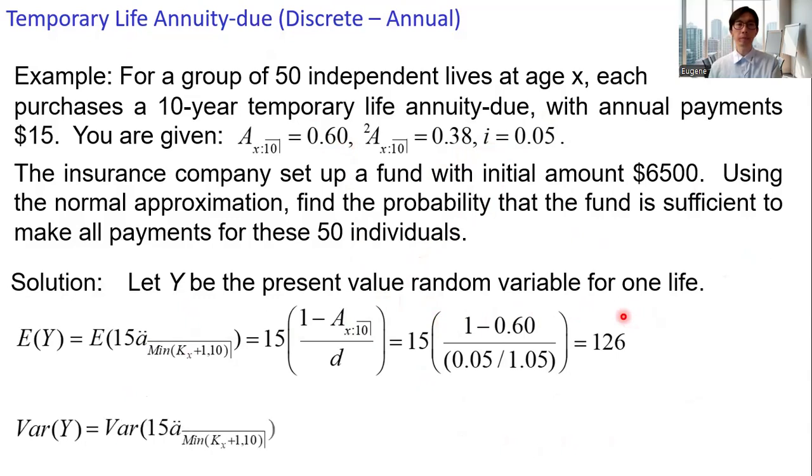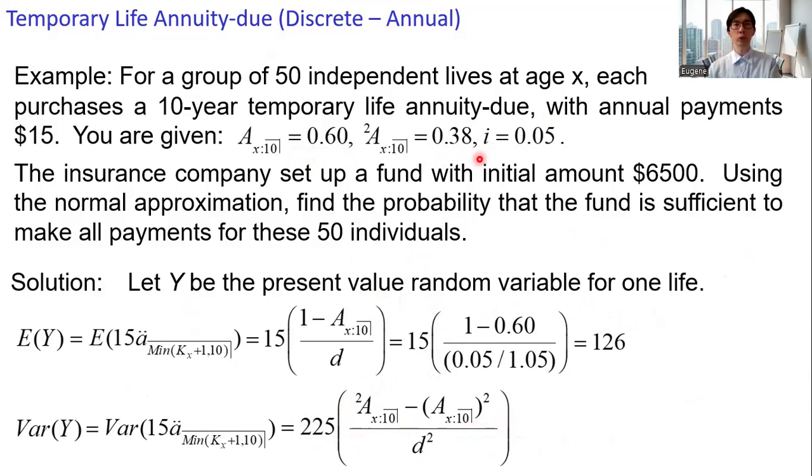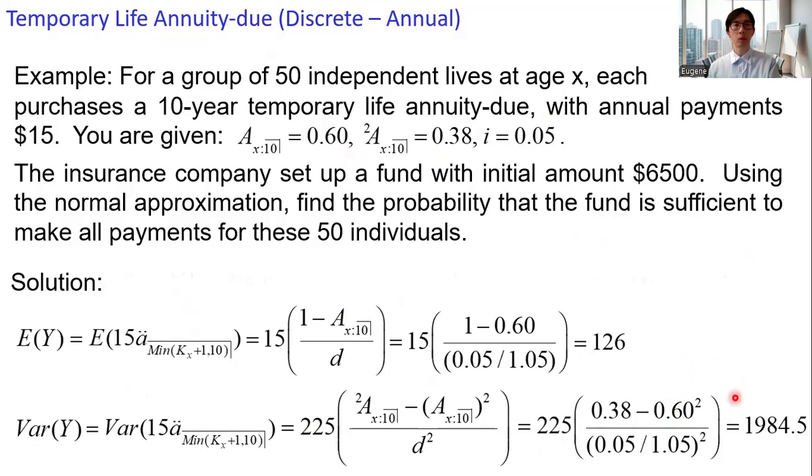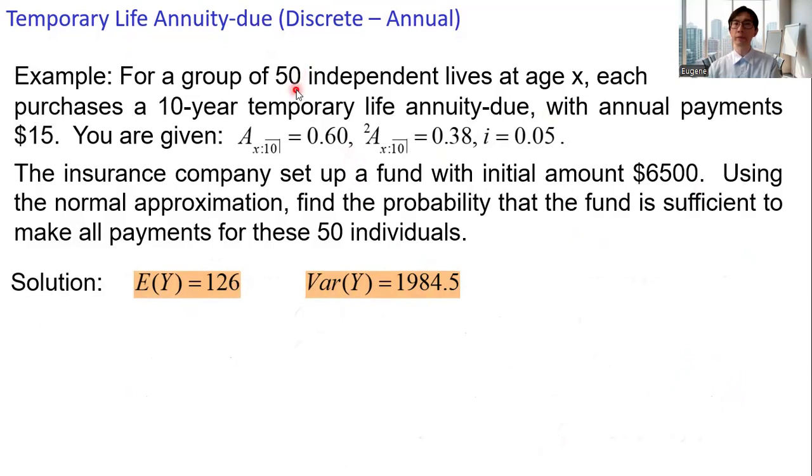And then the variance, we have 15 squared, and then 1 over d squared, and then times the variance of Z. We have all these numbers given in the question. Doing the substitution, and upon calculation, we get the variance of Y. The expected value of Y is 126, the variance of Y is 1984.5.